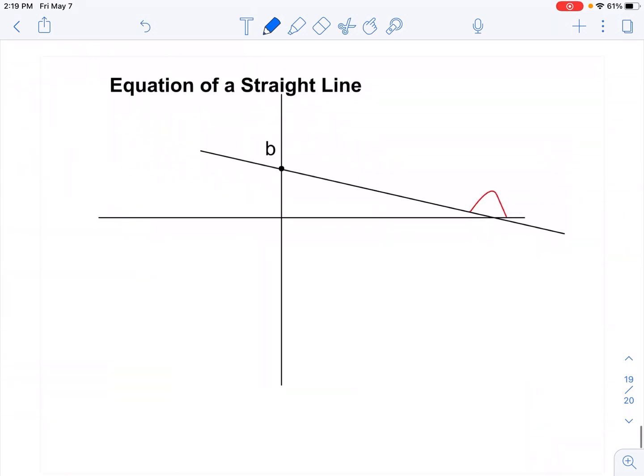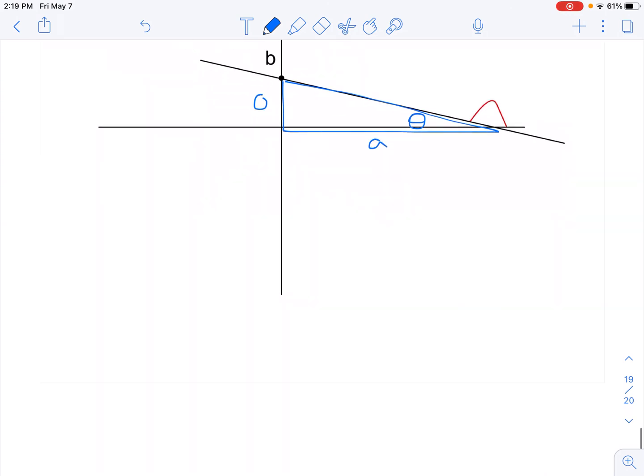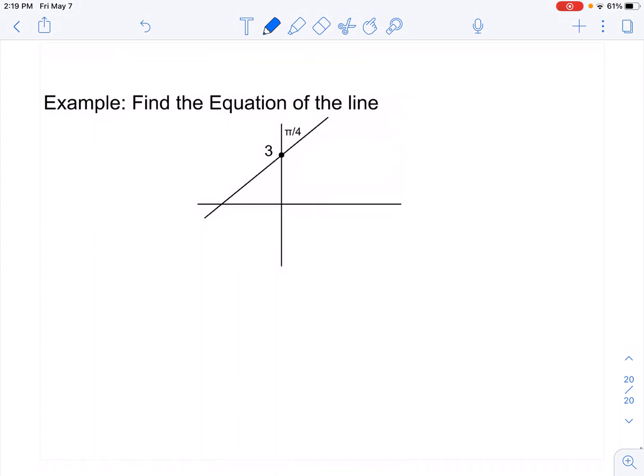Okay, so for this one, here we go. For this one, if I draw in my triangle, I want to use this angle, not the bigger angle, for my tangent. This is the opposite, and this is the adjacent. And then this one would be going downhill. This is going to give me a negative. Let's look at an example.